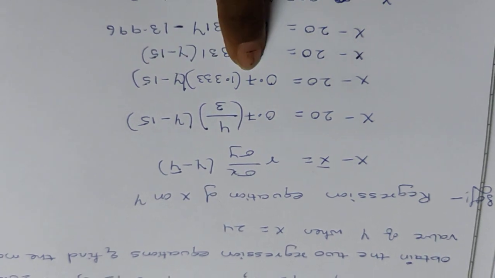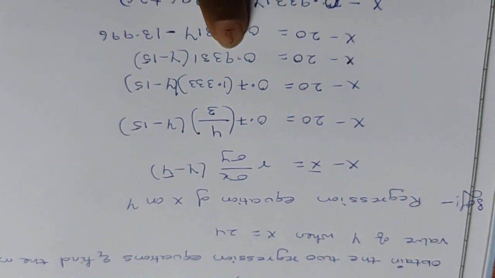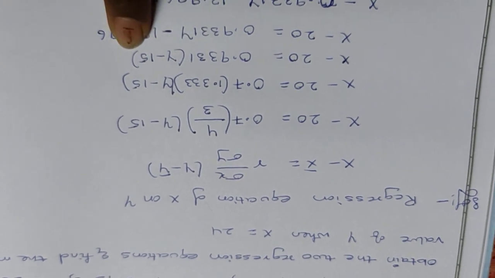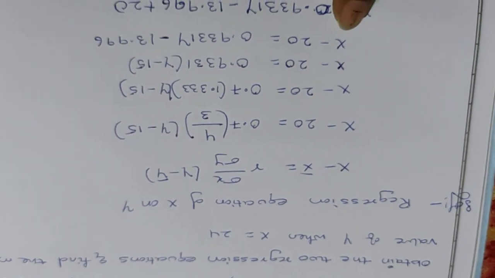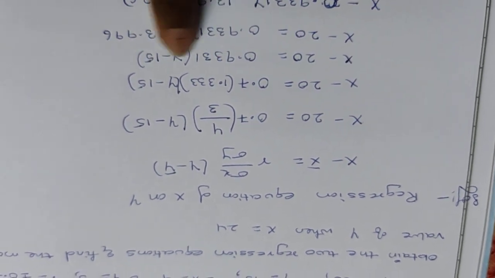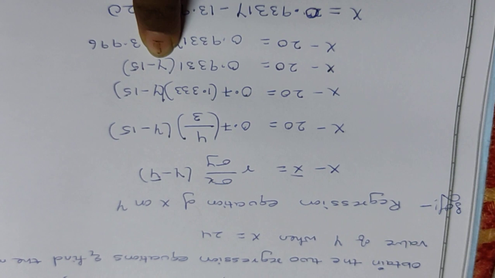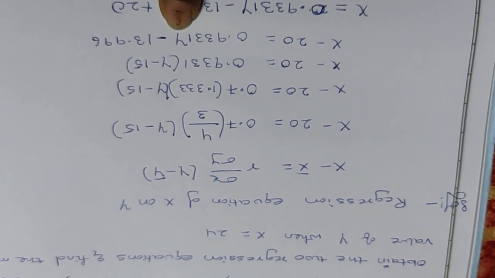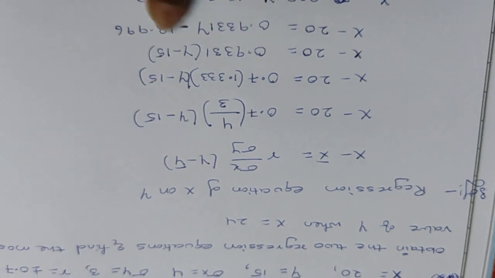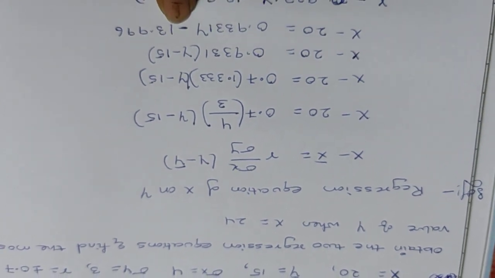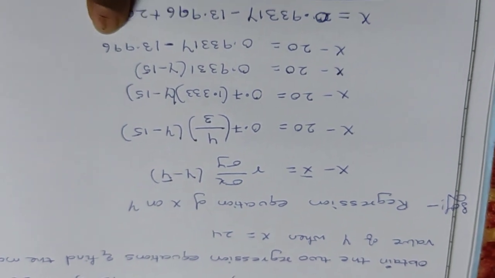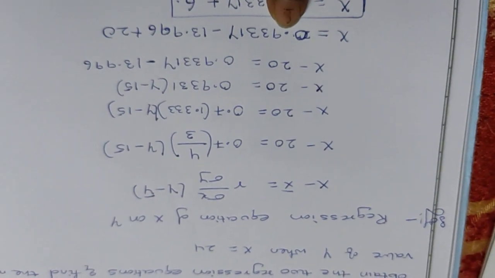Next, x minus 20 is equal to 0.7 into 1.33, multiply it. So 0.7 into 1.33 is how much? 0.9331, and y minus 15 as it is I have taken. Now I have multiplied this. This is in the form of a into b minus c, so now multiply it: 0.9331 into y, and then minus 0.9331 into 15. How much is 0.9331 into 15? 13.966.